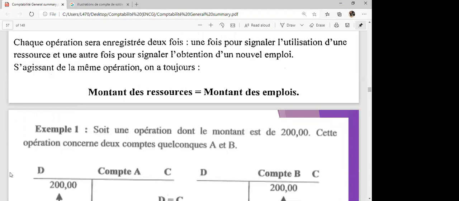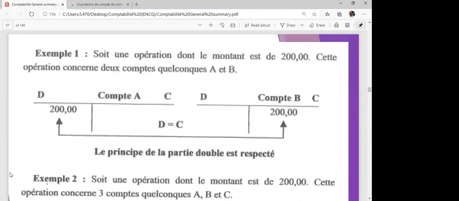So this is an illustration of the principe de partie double. Here we have 200 dirhams on the debit side of the account. And for account B, we have the same 200, but on the credit side of a different account. So each account affects two transactions.